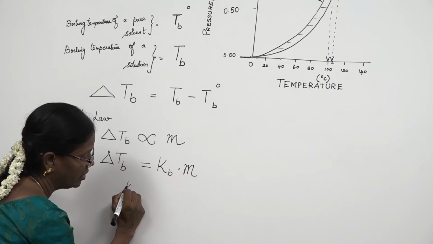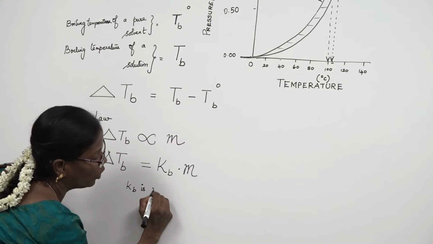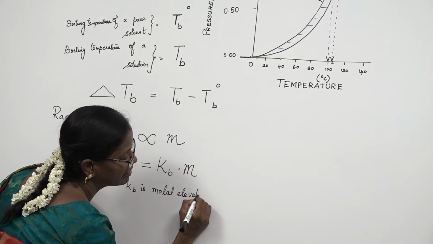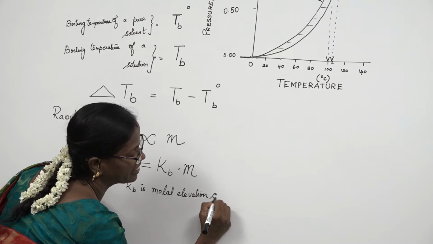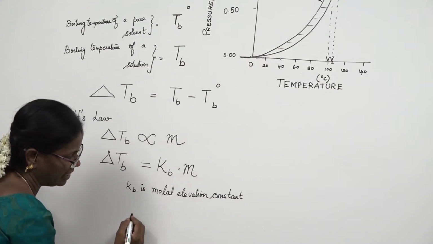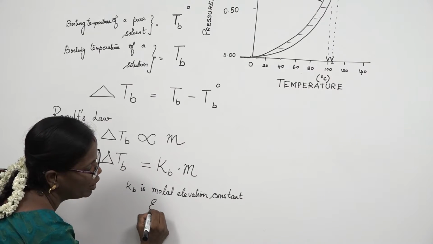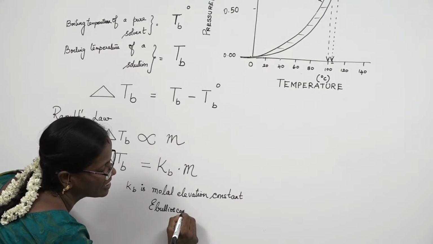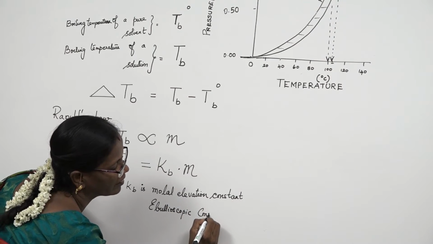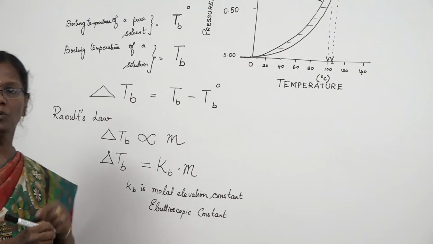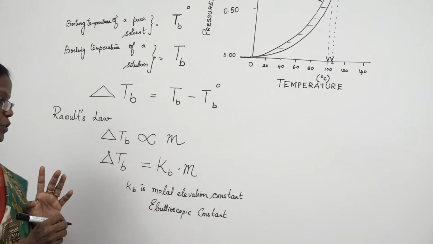K_B is the molal elevation constant, or it may be stated as the ebullioscopic constant. And as I told you, m denotes the molality of the solution.